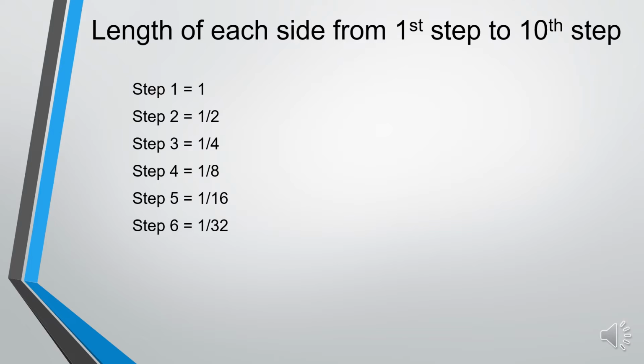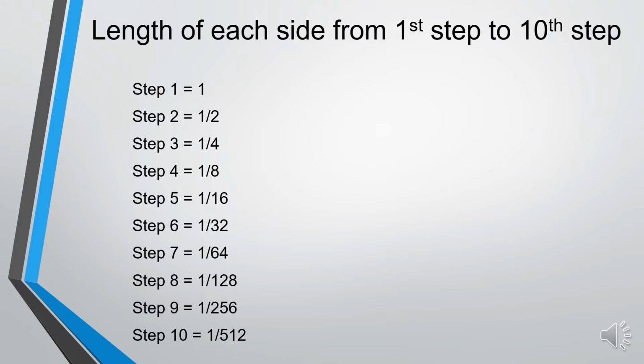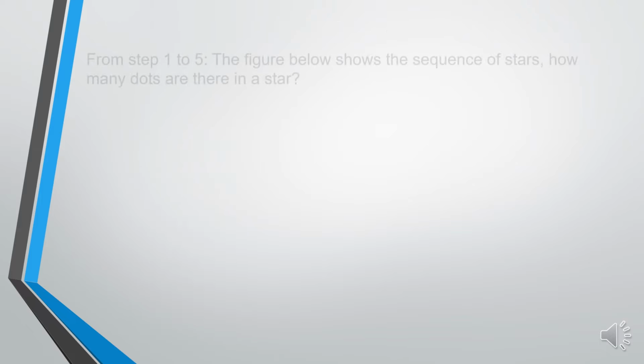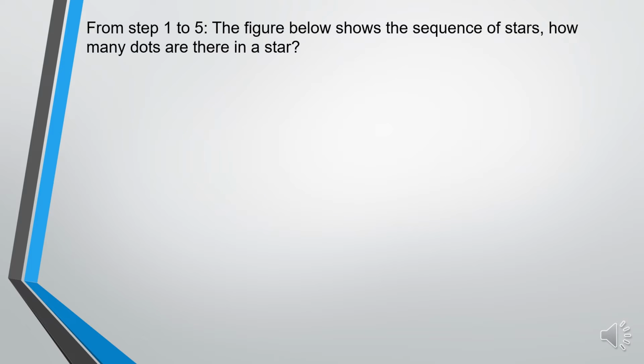Step 6 is 1 over 32 unit. Step 7 is 1 over 64 unit. Step 8 is 1 over 128 unit. Step 9 is 1 over 256 unit. And step 10 is 1 over 512 unit. From step 1 to 5, the figure below shows the sequence of stars.